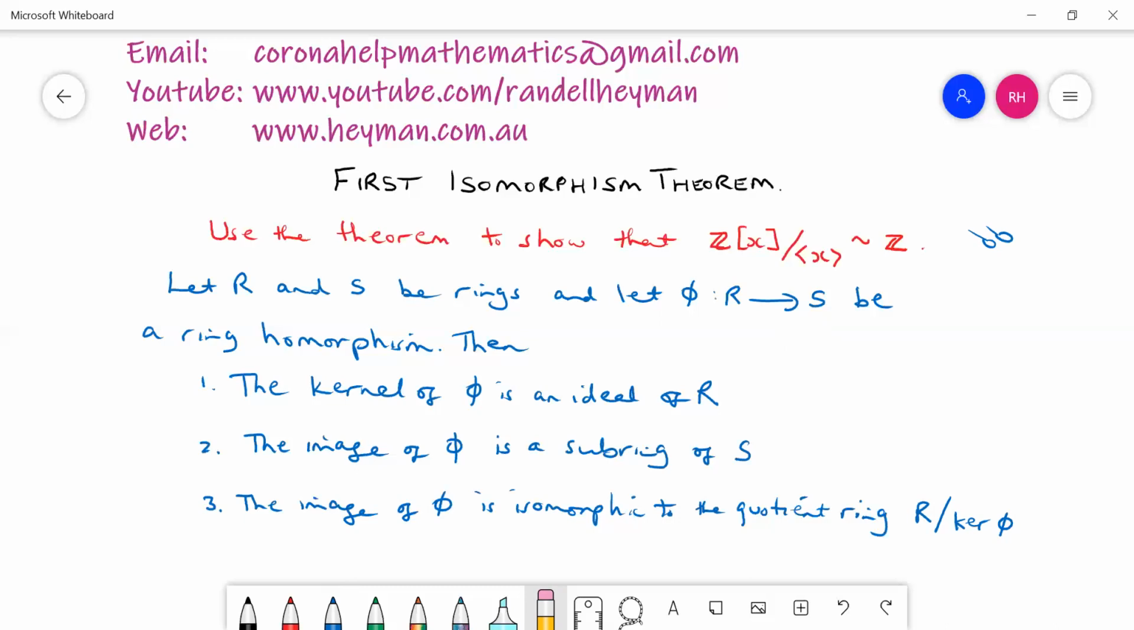So in this case, we've got R and S. Well, sorry, in our case, we've got Z[X]. Z[X] is going to be R. Z is going to be S. The kernel of phi is going to be this that we've got here, the ring generated by X.